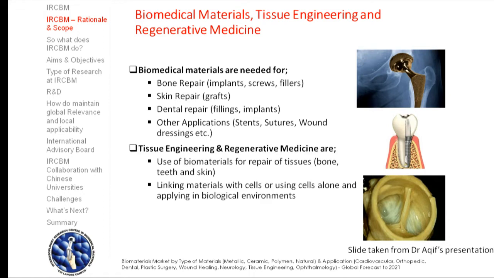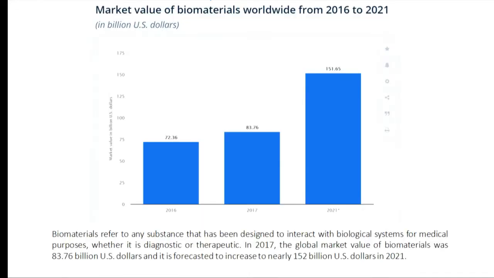Tissue engineering is the use of biomaterials, for example, for the repair of tissue, such as bone, skin, and teeth. That's basically called tissue engineering. And linking biomaterials with cells, using cells alone, or applying them in biological environments, comes under tissue engineering.